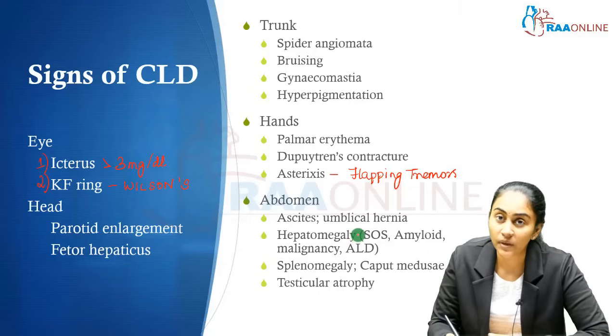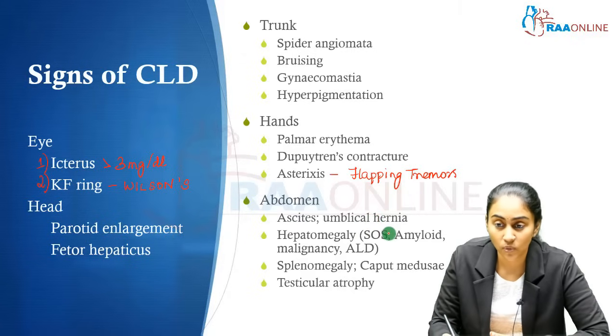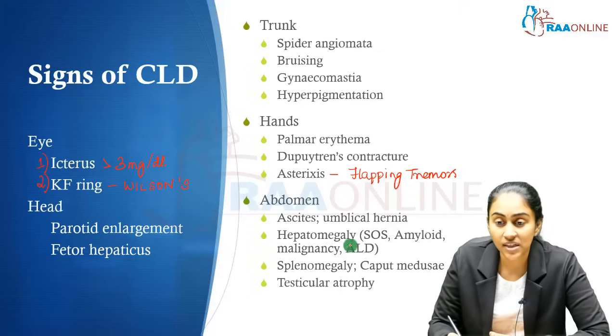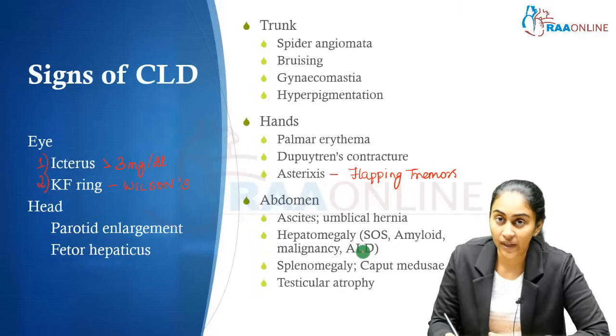Patients can have hepatomegaly. So, chronic liver disease with an enlarged liver, what are the differentials that you will think of? You will think of a sinusoidal obstruction syndrome or a veno-occlusive disease. Infiltrative diseases like amyloidosis and malignancy, and alcohol-related liver disease. And you look for splenomegaly also. Splenomegaly is an important feature in portal hypertension secondary to chronic liver disease.